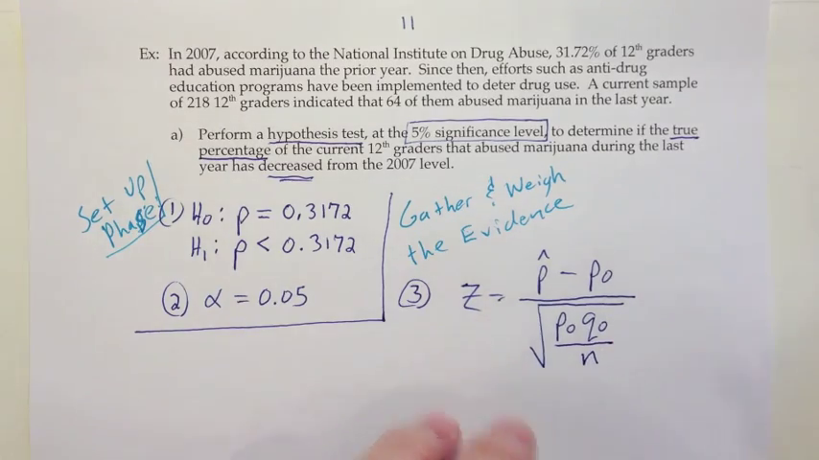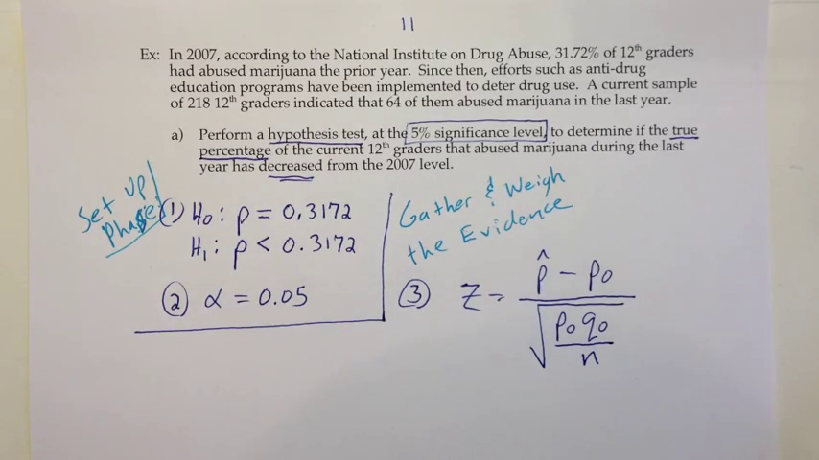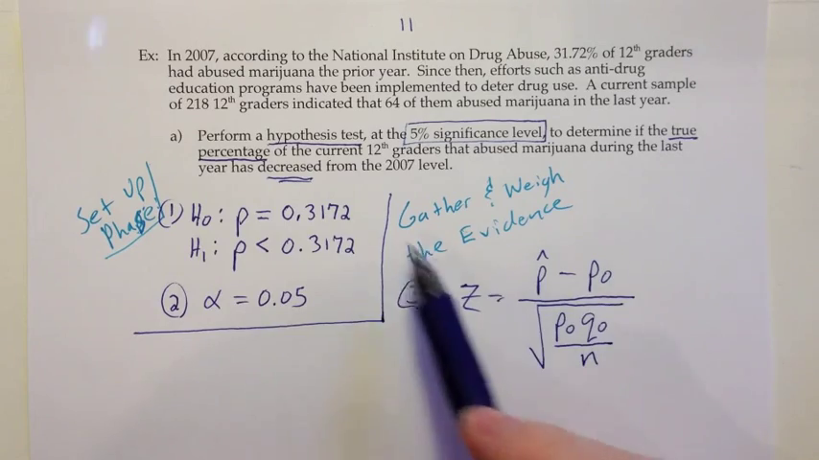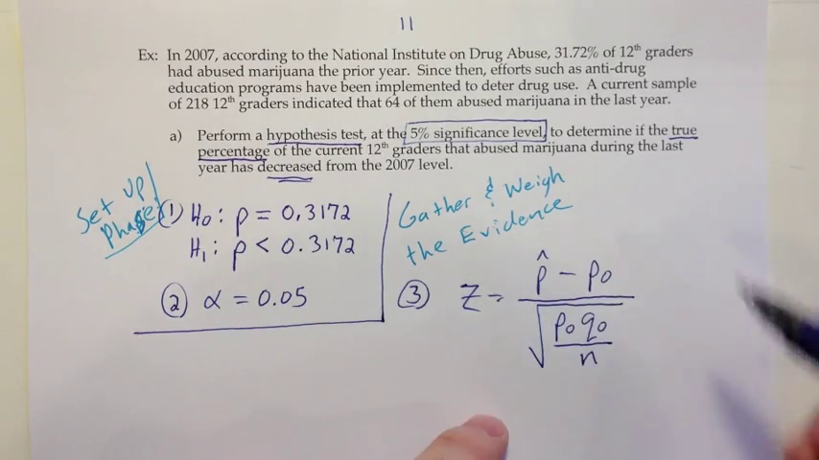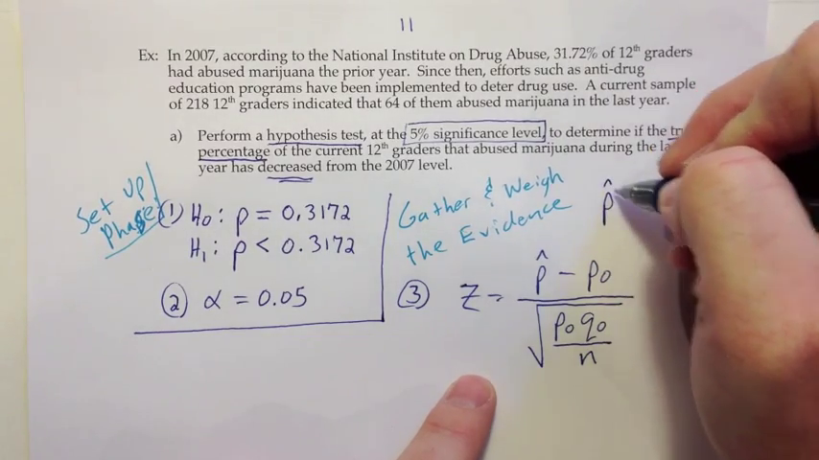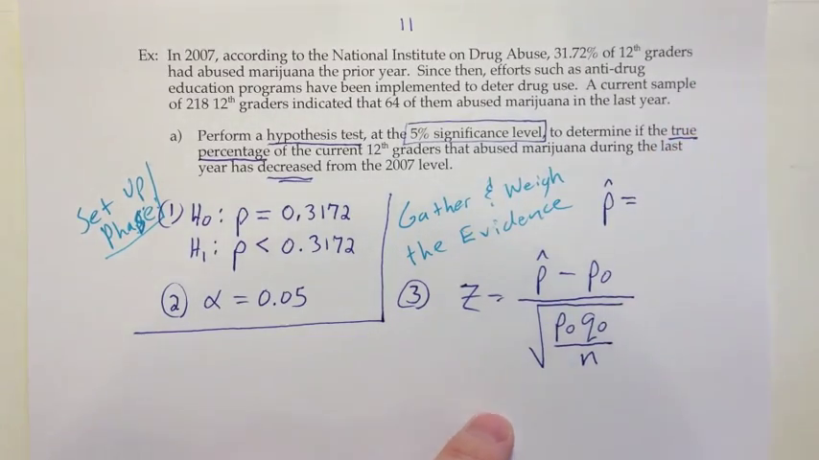And that's what we want to plug into, so we just need a couple pieces to be able to do that. We need p0, but that's in H0, 0.3172. We also need p-hat and n. For p-hat, either that's going to be given in the problem or they're going to tell us the number of successes, so we just need to go track that down.